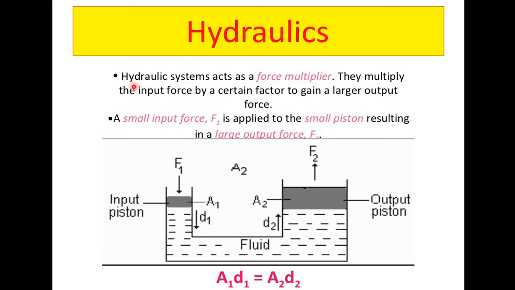Again, a hydraulic system acts as a force multiplier. It multiplies the input force by a certain factor to get a larger output force. So if you apply a force here, let's say the magnitude is 10 Newton, the force that comes out here will be double, which means 20 Newton. That's why they say a hydraulic system acts as a force multiplier. A small input force applied to a small piston, this area, results in a large output force, this one.